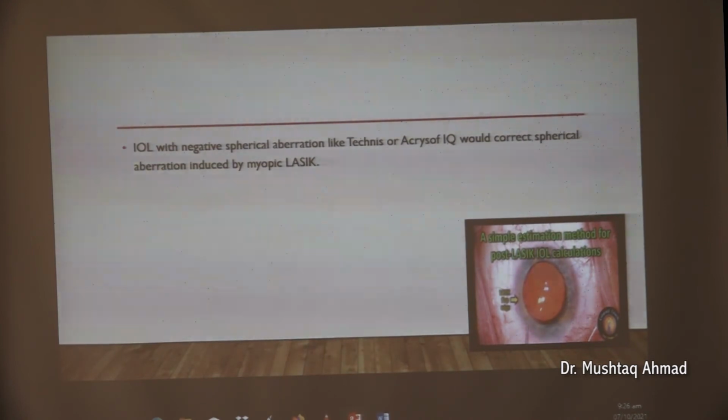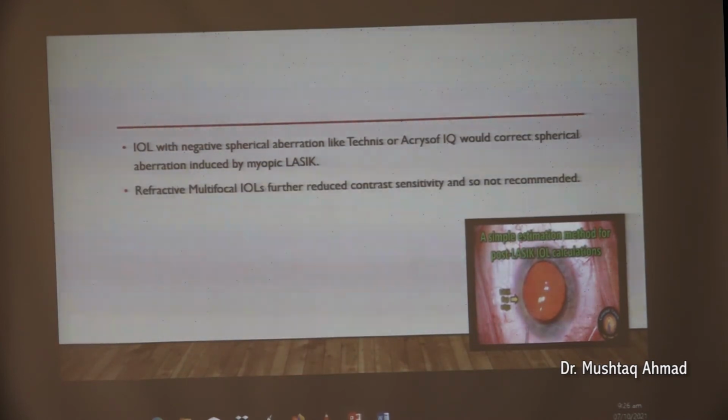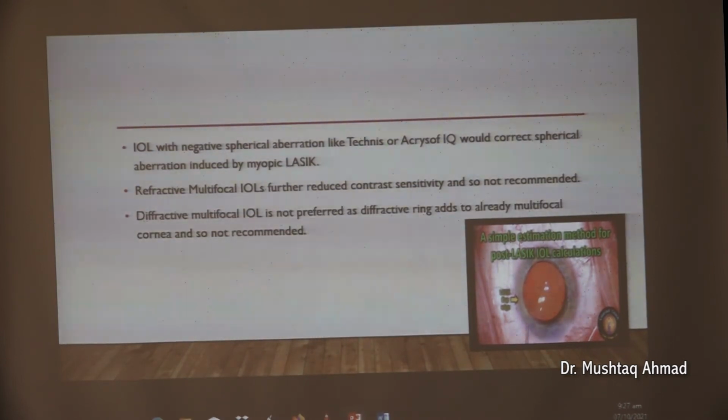An IOL with negative spherical aberration like Tecnis or Acrysof IQ would correct spherical aberration induced by myopic LASIK. So the lens with negative aberration, I think, will be a good option. Refractive multifocal IOL further reduces contrast sensitivity and so is not recommended. Diffractive multifocal IOL is not preferred, as a diffractive ring is added to an already multifocal cornea, and so is not recommended.